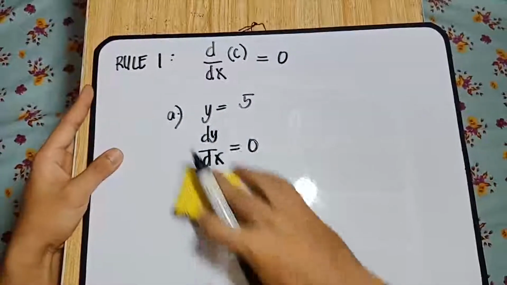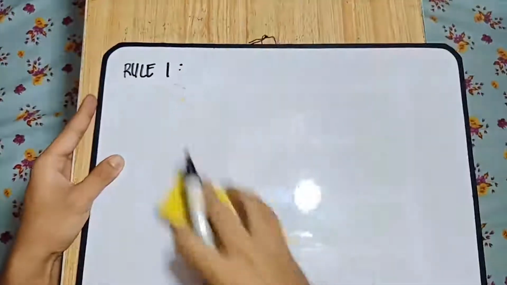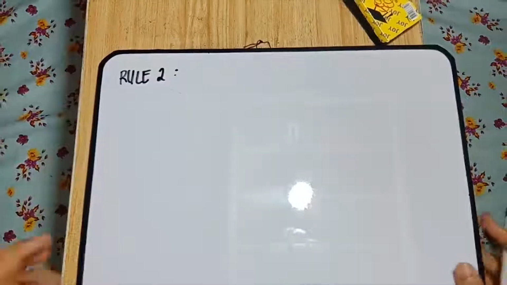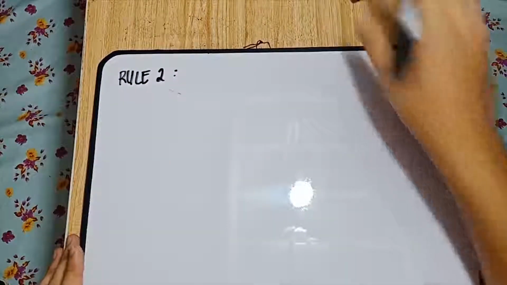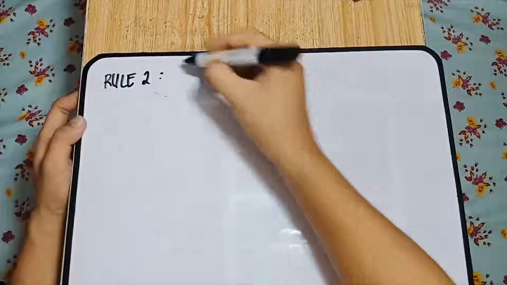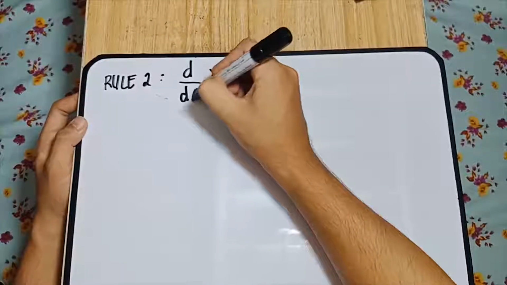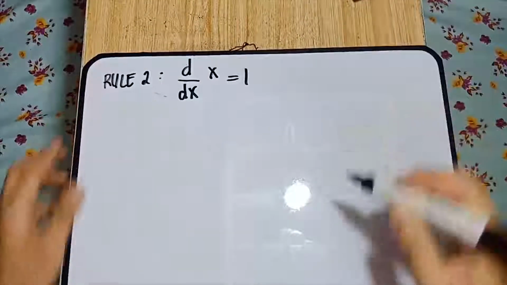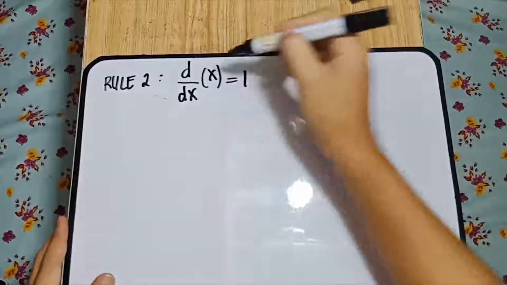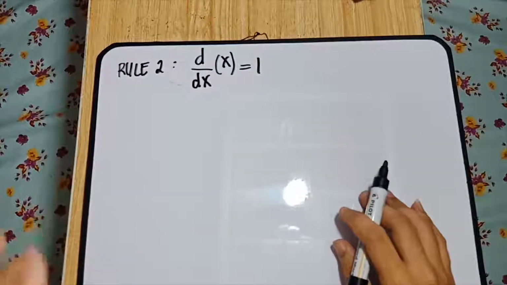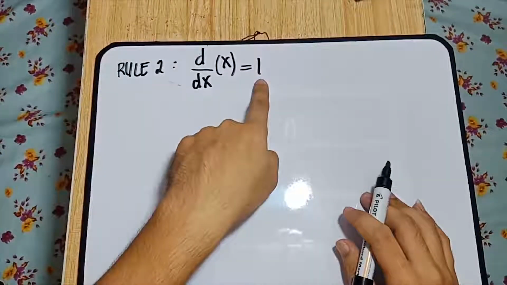Proceed tayo sa rule number 2 natin. Rule number 2 is the general rule. Kumbaga, the derivative of x in terms of x is 1. Kapag daw x na lang yung natira sa ating equation, the derivative of x is 1.